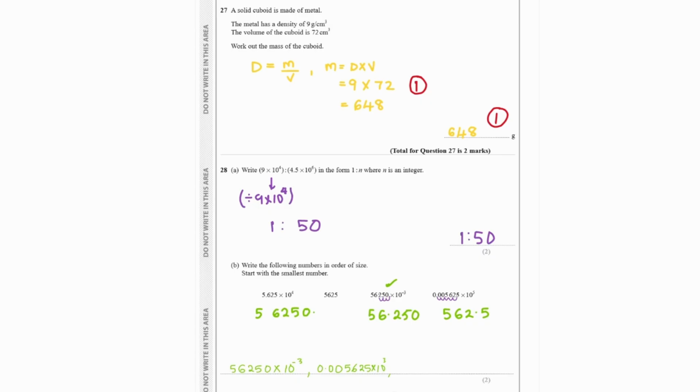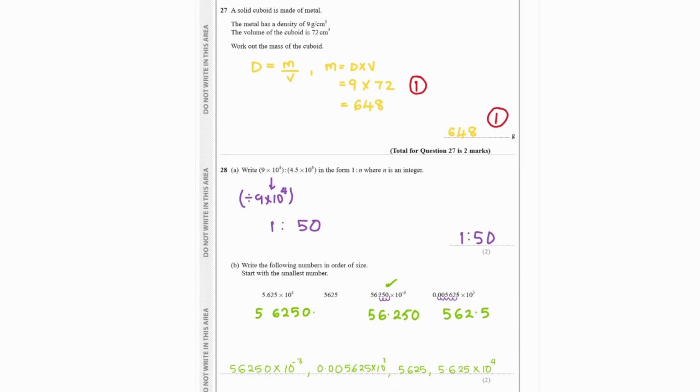The next number would be the 5,625. And the final number, which is the largest, is the 56,250, which has been given as 5.625 times 10 to the power 4.